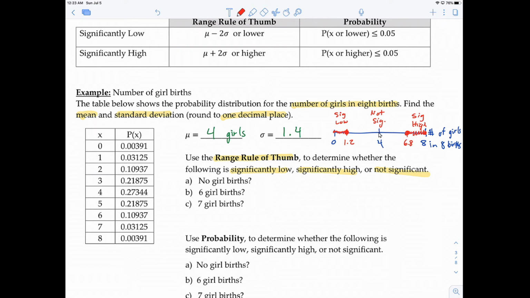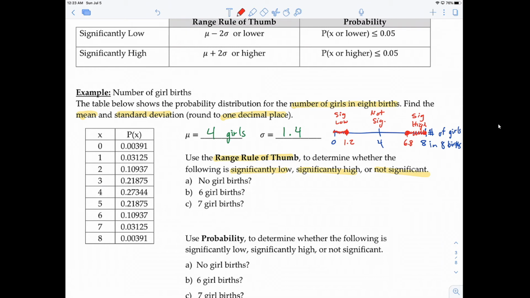Likewise, if they have few girls, we expect around 4, half of them to be girls. If they had 3 girls, you wouldn't be that surprised, because 3 is not that far from 4. If they had 2 girls, you wouldn't be too surprised. But if they had 1 girl, you would start to say, hey, that's 1 girl out of 8 births, that's kind of low. So the range rule of thumb says 1.2 or below would be significantly low.